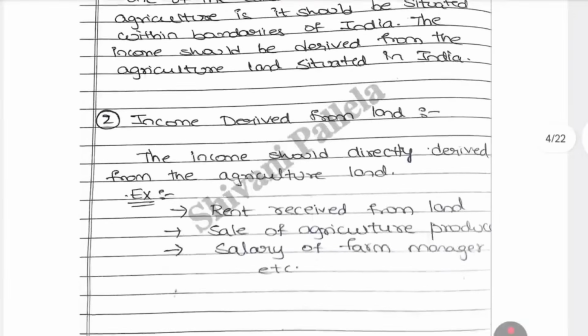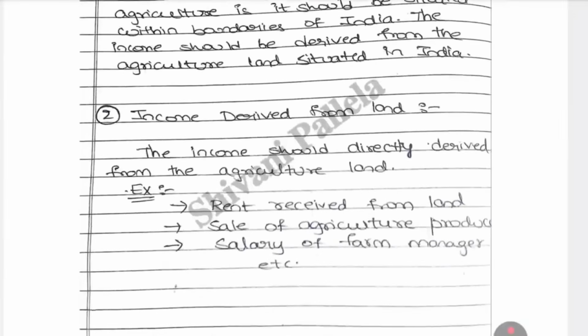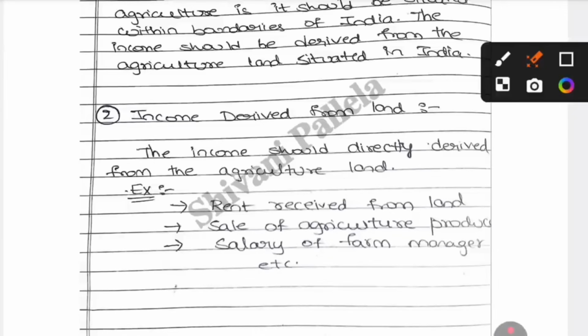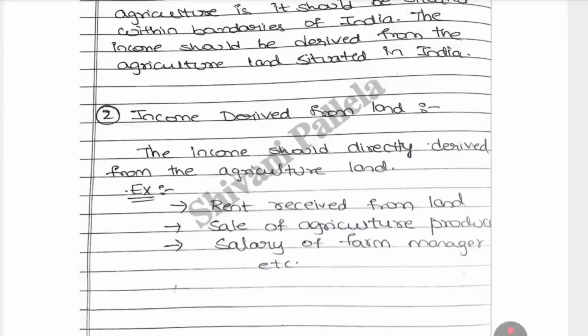Yes, next, income derives directly from the land. Whatever profit, income or revenue you get, it should be derived from the land itself. Okay, for example, rent received from land, sale of agriculture product, salary of farm manager. So this type of things is income which is derived from the land.